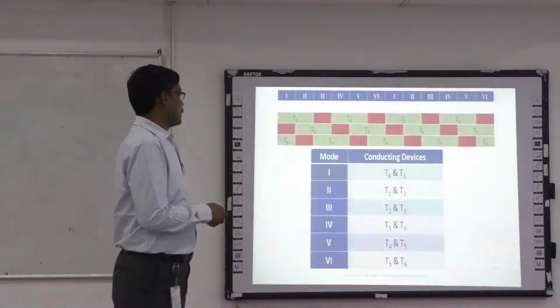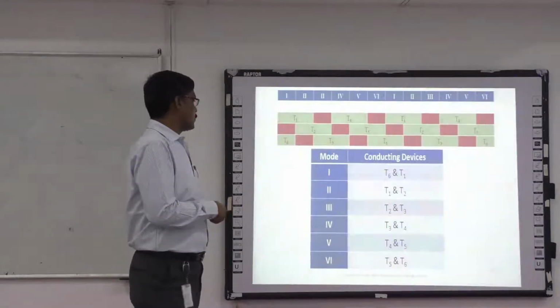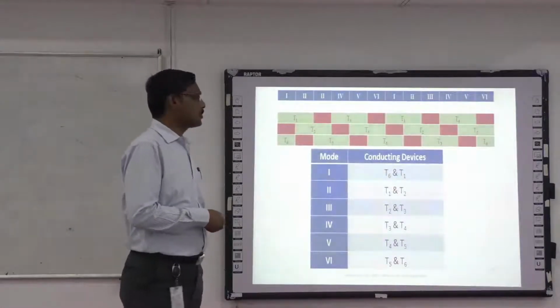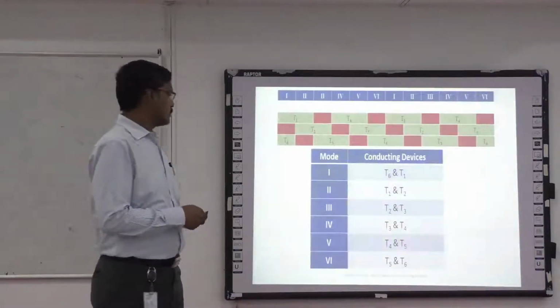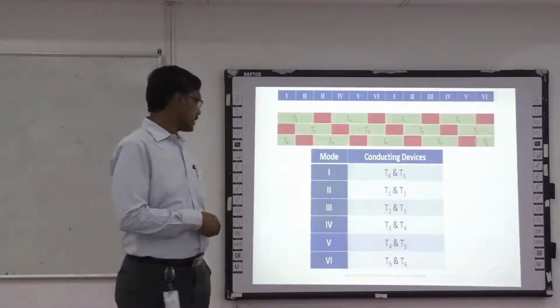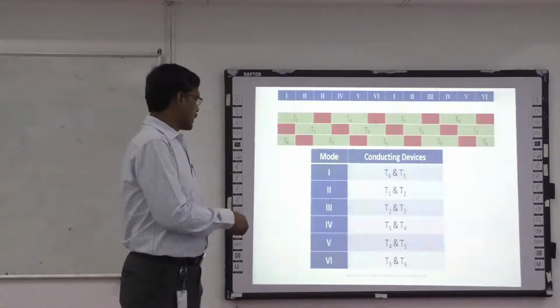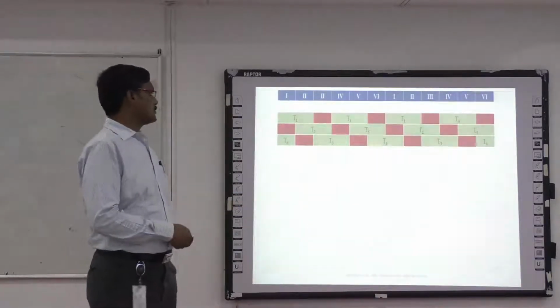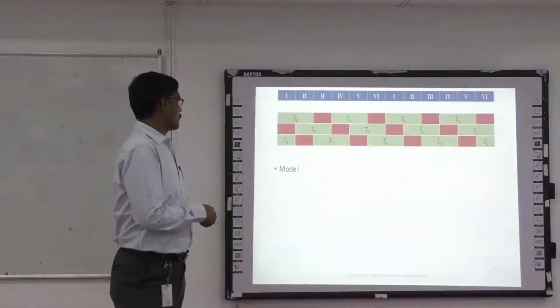So the switching devices are: during mode 1, 6 and 1 will conduct; during mode 2, 1 and 2 will conduct; during mode 3, 2 and 3 will conduct; during mode 4, 3 and 4 will conduct; 4 and 5 will conduct; 5 and 6 will conduct. Again, this cycle will be repeated. So now we will see the waveforms or modes of operation.